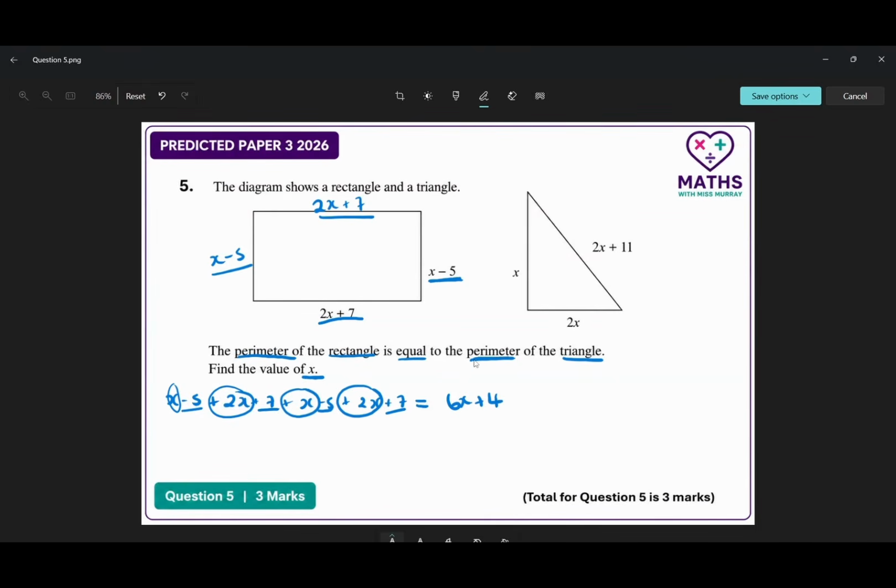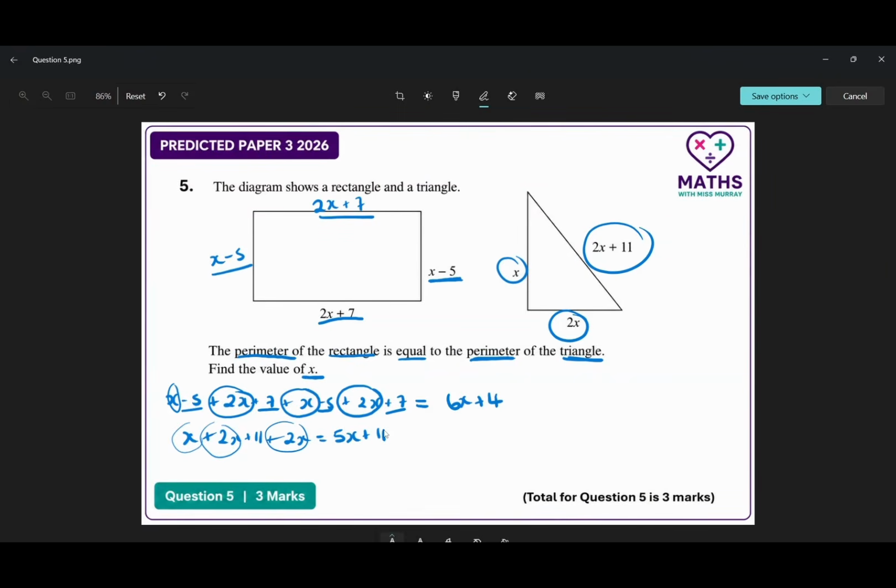Now I'm going to do the perimeter of the triangle. So I've got x, add 2x add 11, add 2x. So I'm going to add those together. So I've got x, I've got 2x, and I've got 2x, which is 5x, and then I've just got plus 11. So having either of these correct or the expression unsimplified correct would get you your first mark.